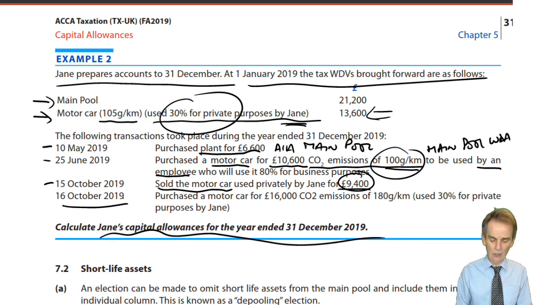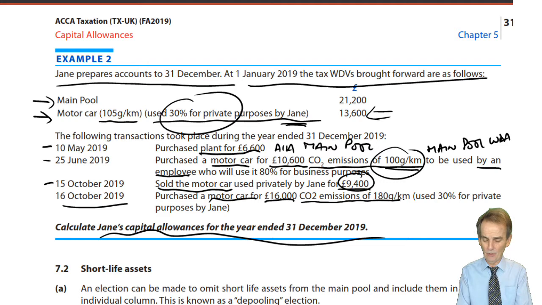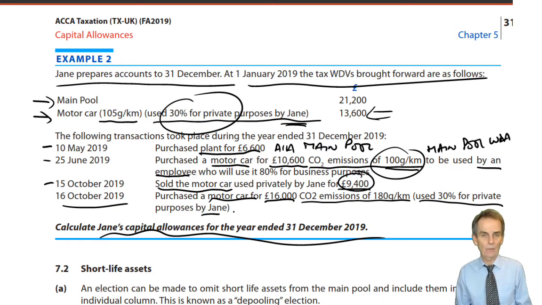On the 16th of October 19, purchased another car, £16,000, this time CO2 emissions 180 grams per kilometre. So we now know we're talking about the reduced writing down allowance. This one again used privately and by Jane. So we've got a new non-pool asset. We'll close down the old non-pool asset, the original car, with a balancing adjustment computation.